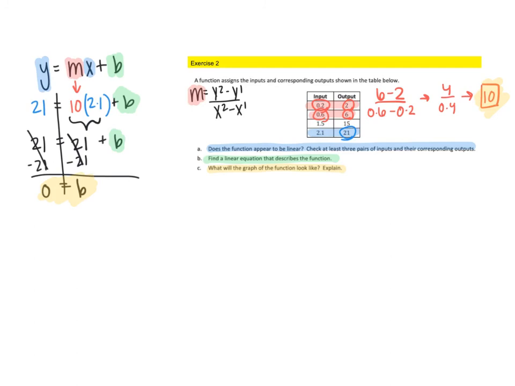Okay, so I'm going to write out my equation and see if it works for each of these rows. So my equation was y equals mx plus b, and I found that my m was a 10, so 10x plus, and my b was a 0. And I want to check this for a couple rows. I already checked this bottom blue row, so let's check the top 2 rows. Y equals 10x plus 0.